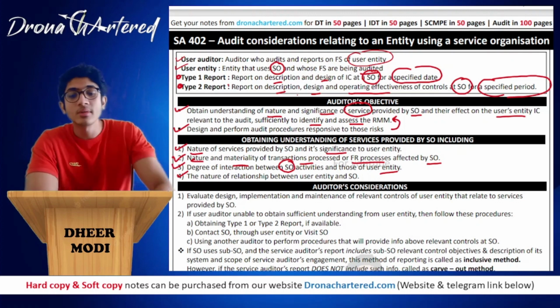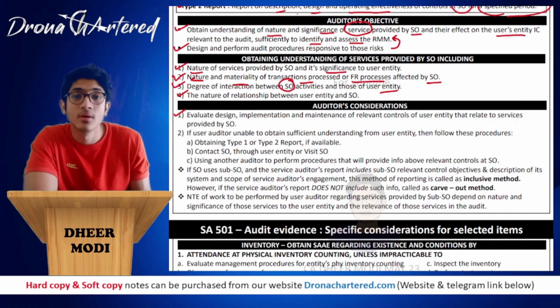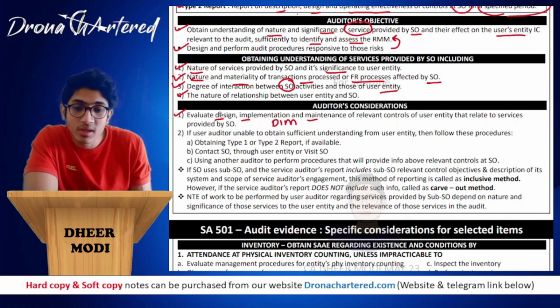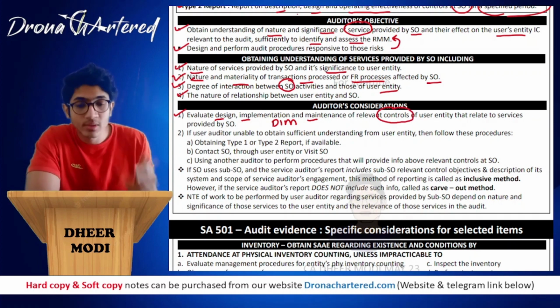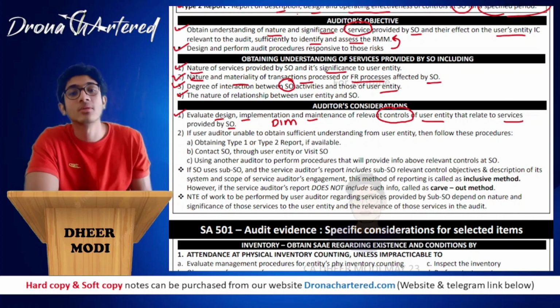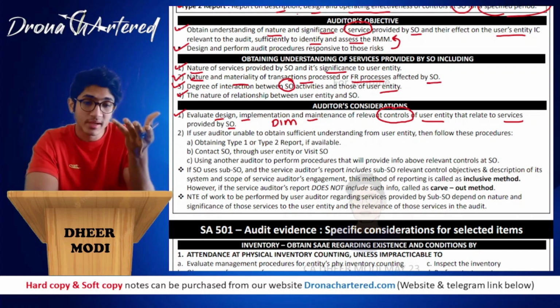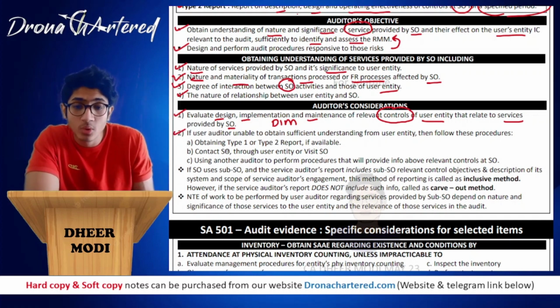Okay, now what are the auditor's considerations? That is, what will the auditor check? The auditor will do a DIM, that is, he will design, implement and maintain. That is your DIM. So he will evaluate the design, implementation and maintenance of relevant controls of the user entity, that relate to the services provided by the SO. You will check the design, implementation and maintenance of controls of the user entity that relate to the services provided by the service organization.